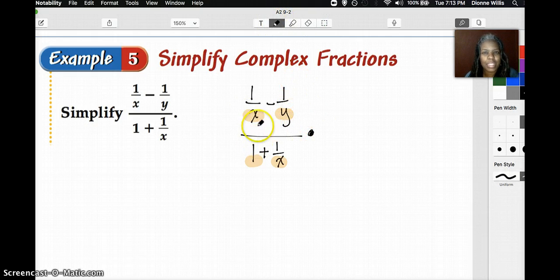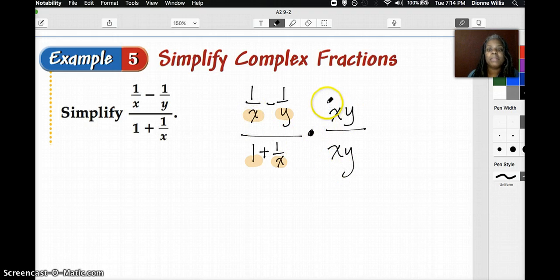And I hope you all can see that it would be x times y because this denominator is 1, this is x, this is x, this is y. What you do with that is you make a ginormous gourmet one. It's not really ginormous, but what we're going to do is multiply through the top and bottom of this complex fraction with xy.